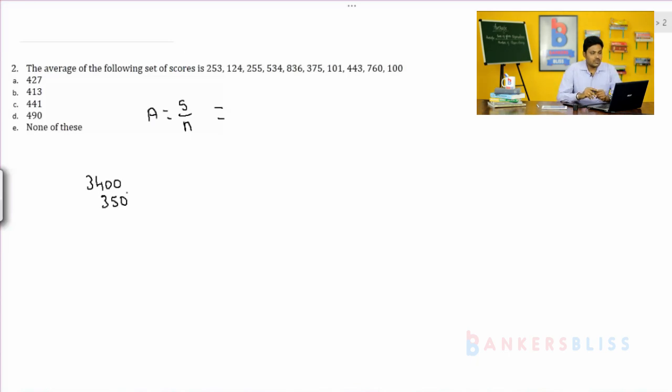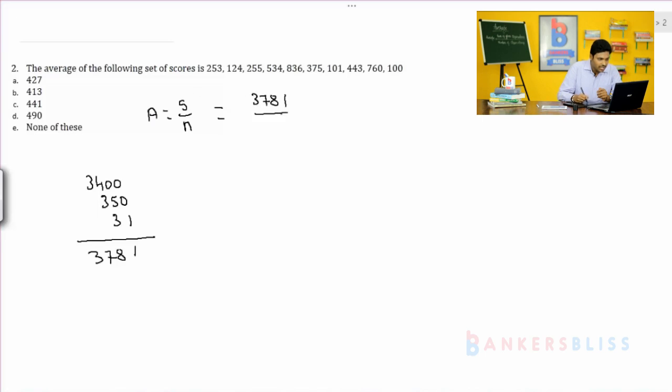Next, the remaining numbers 3, 4, 5, 4, 6, 5, 1. So 3 plus 4, 7, 7 plus 5, 12, 12 plus 4, 16, 16 plus 6, 22, 22 plus 5, 27, 27 plus 1, 28, 28 plus 3, 31. So 31. Now if you add all the three, 3400, 350 and 31, the sum is 3781.